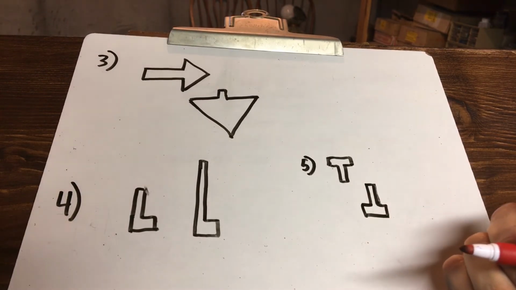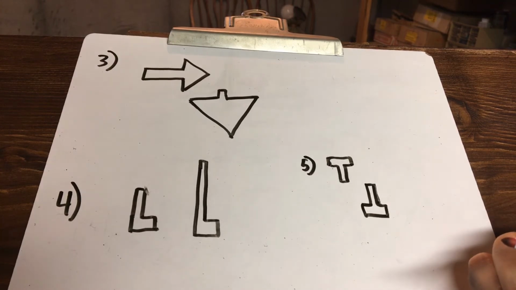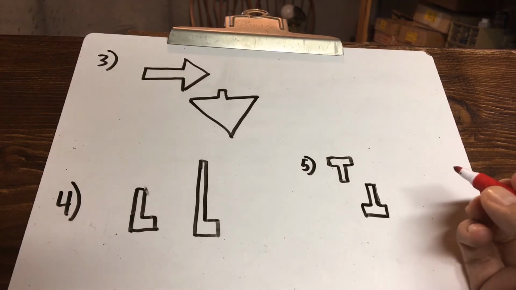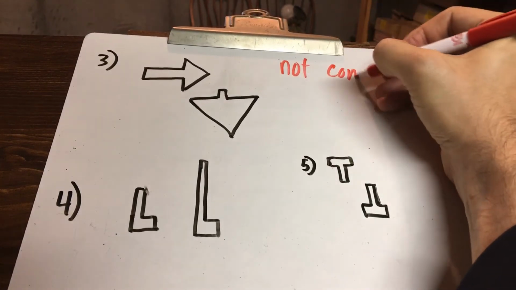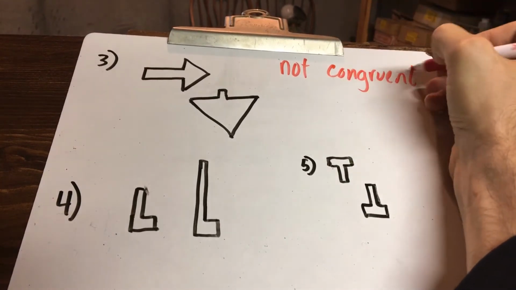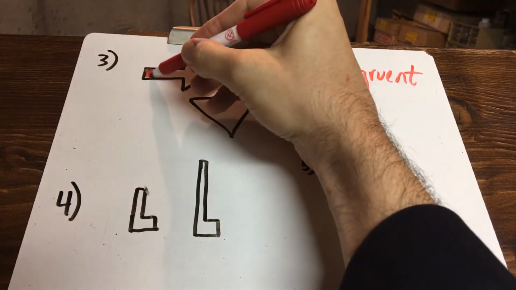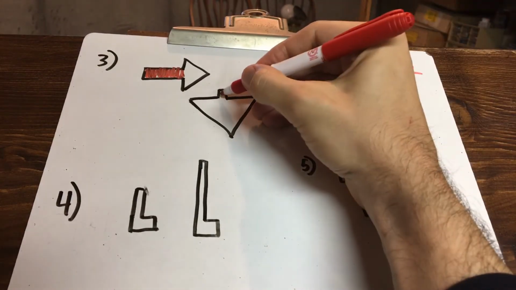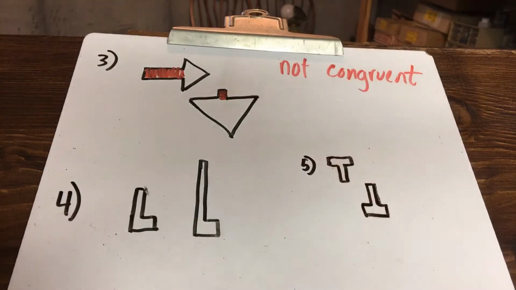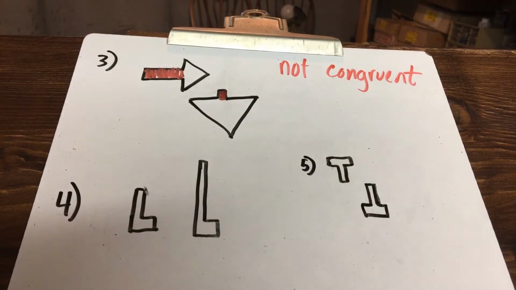Are these the same shape? I mean, they're both kind of arrows, but are they the same exact shape? I don't think so, right? I don't think these are congruent, are they? Look how long the kind of stem of this arrow is, and look how small the stem is on this one. Are those the same exact shape?